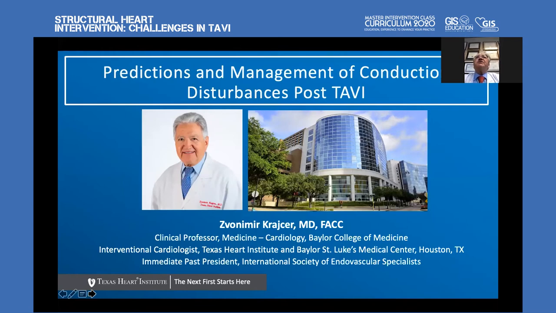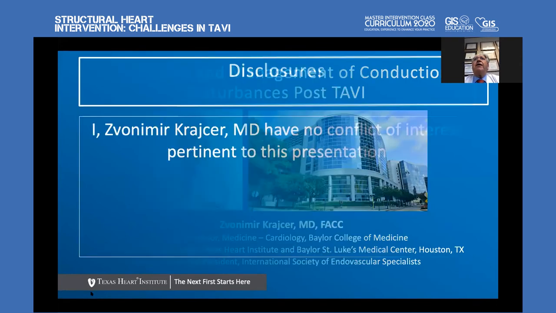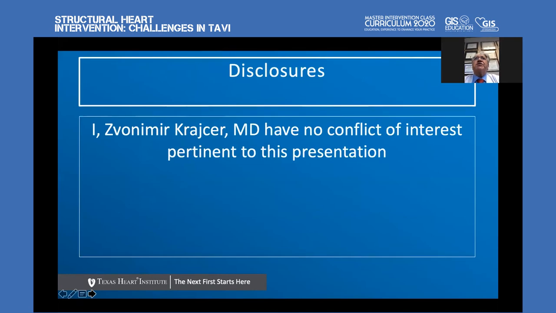So the topic of my presentation is predictions and management of conduction disturbances post TAVI. Next slide, please. I have no disclosures related to this presentation. Now, what's very important when we look historically at all the publications related to TAVI with different types of devices is that the 30-day permanent pacemaker implantation rates vary tremendously for all TAVR valves. They vary from an incidence of 4% in the literature all the way to 37%. And depending on the type of the valve, such as balloon expandable versus self-expandable valve, there is also a significant difference. So obviously this is an issue.